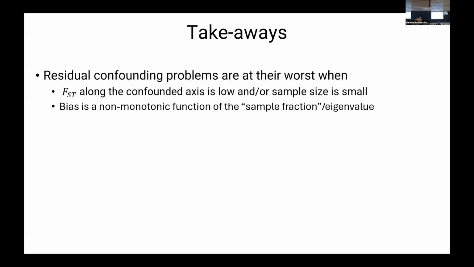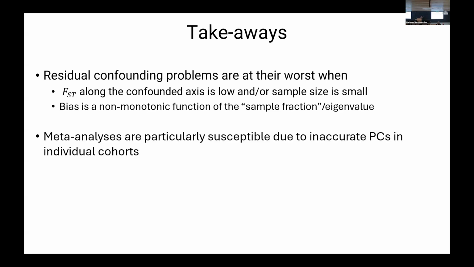Or if the sample size that you're working in is small, you can think of, if we're working with ancestral DNA, the sample size might be small, and we have to control for confounding in those as well. The bias, as I've shown, is a non-monotonic function of the sample fraction, or the eigenvalue that we're trying to estimate. And the problem is even worse in meta-analyses. The fact that you have to estimate the PCs that you're using as controlling covariates in single cohorts, but you're going to use effect sizes estimated in the whole total sample. So that might create an issue.